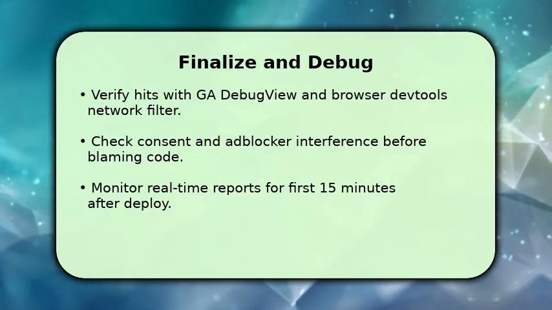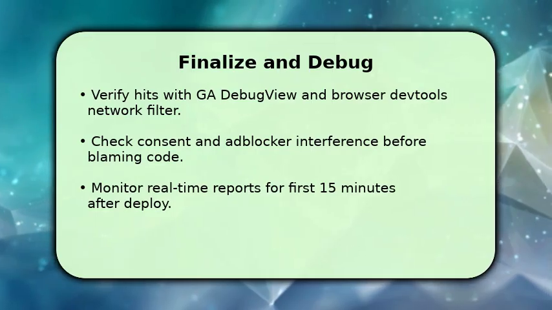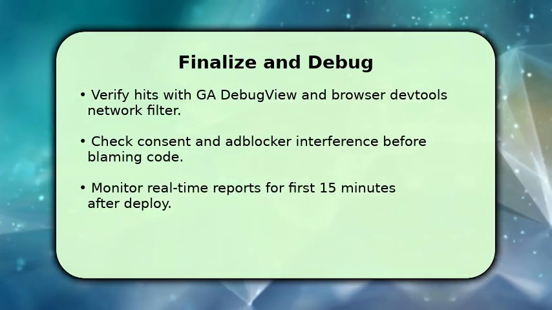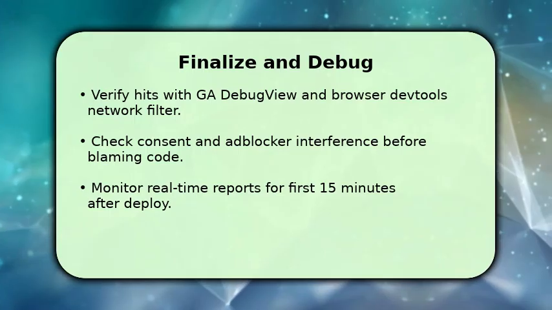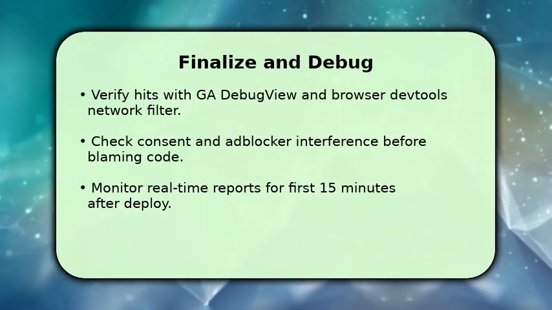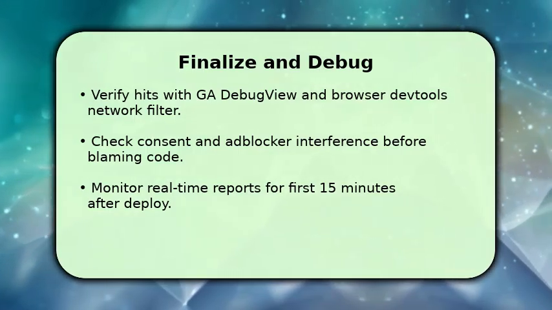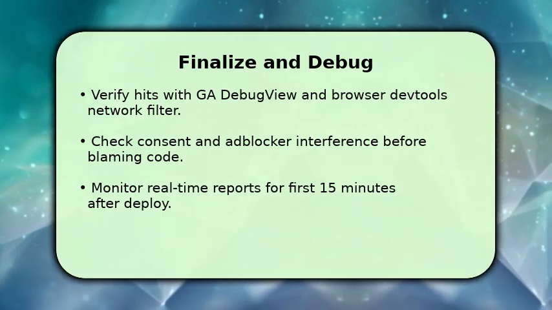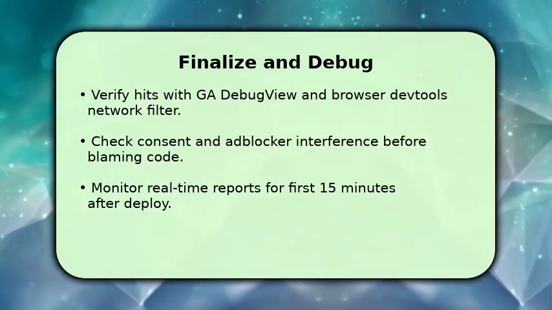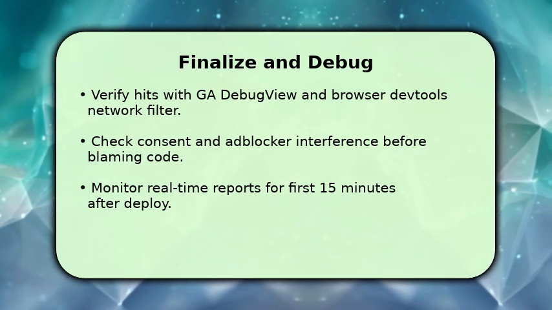If you see no data, make sure consent banners aren't blocking scripts and test with ad blockers disabled, because blockers often prevent hits. One key troubleshooting tip: instrument a simple link click event locally and observe the debug view. That isolates routing versus tag injection.